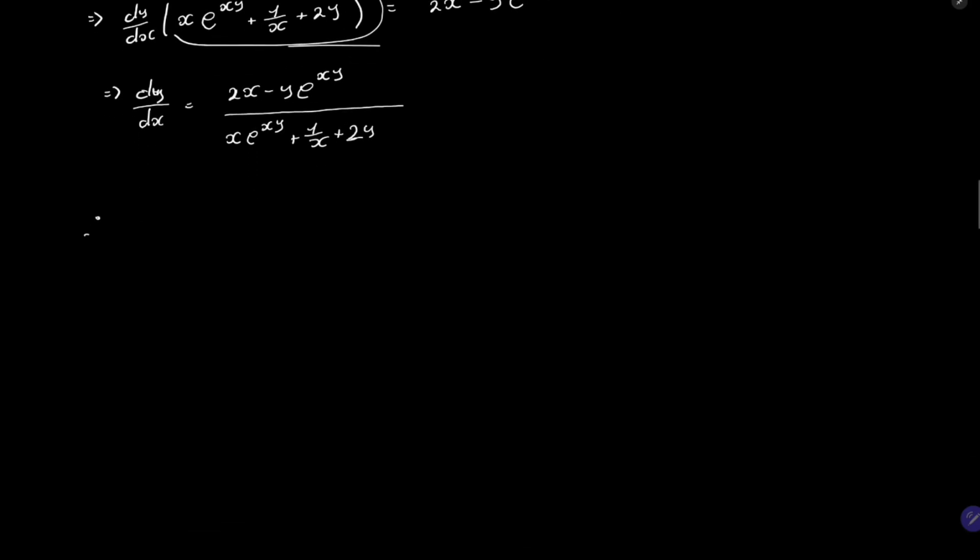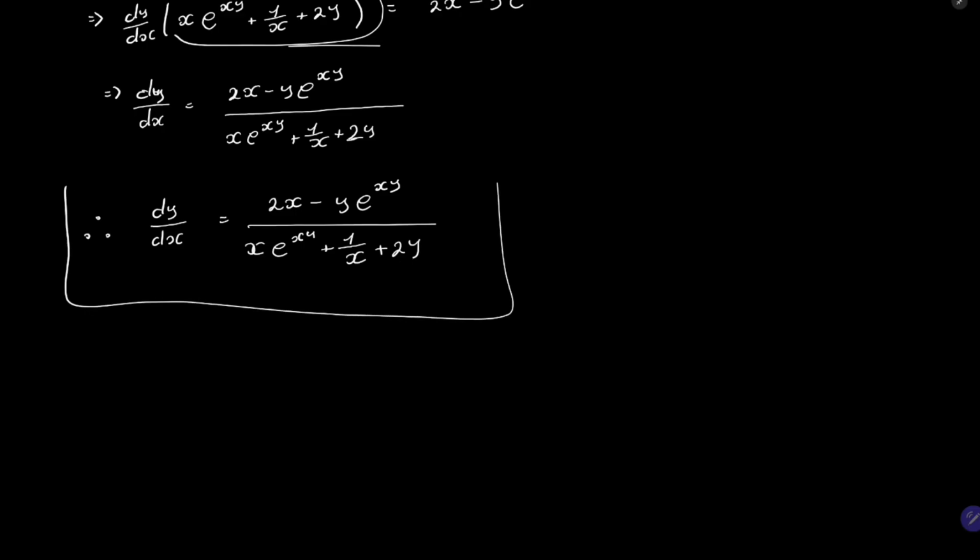So we can then conclude that the derivative of y with respect to x in our case gives us the expression 2x minus y e to the xy divided by x e to the xy plus 1 on x plus 2y. We enclose or box our answers.